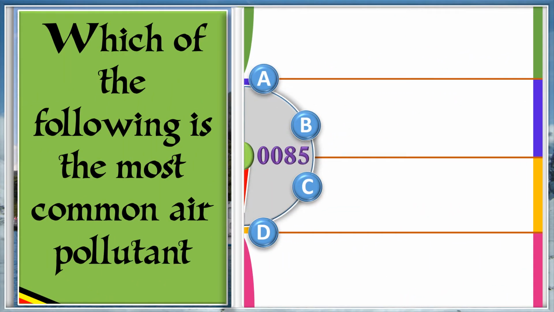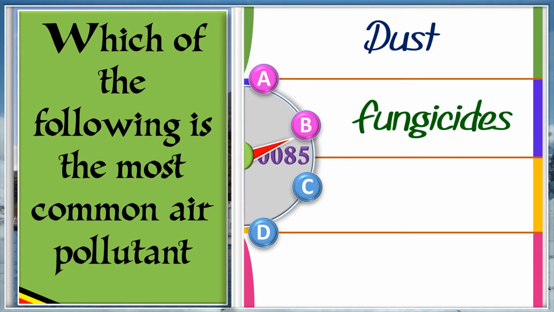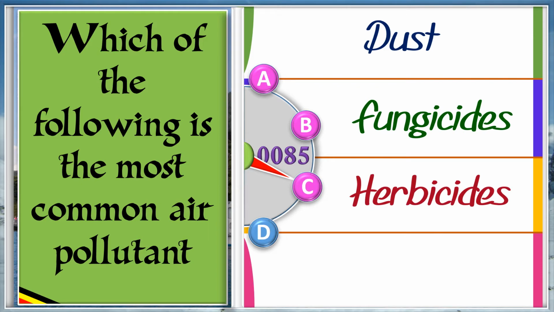Which of the following is the most common air pollutant? A. Dust. B. Fungicides. C. Herbicides. D. Smoke. And the answer is D. Smoke.